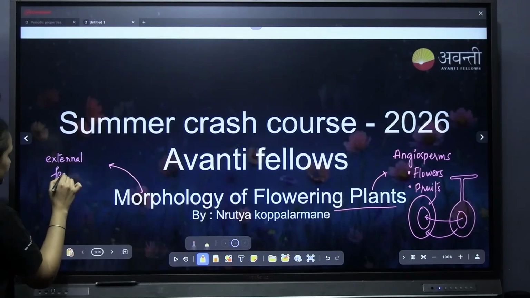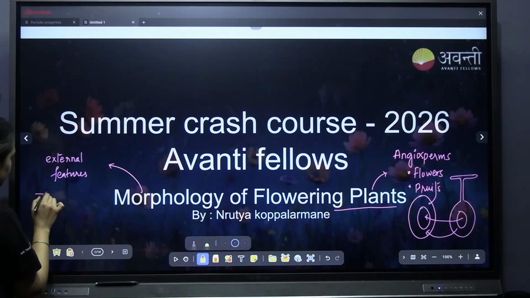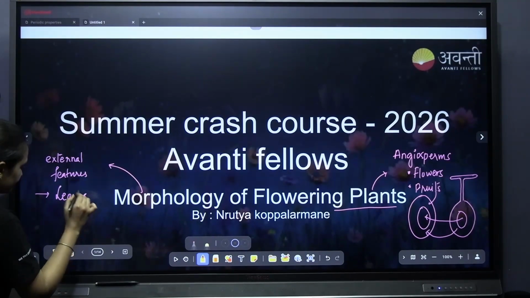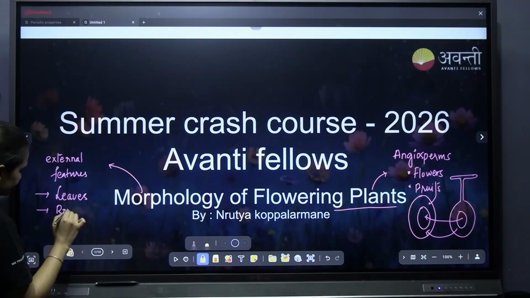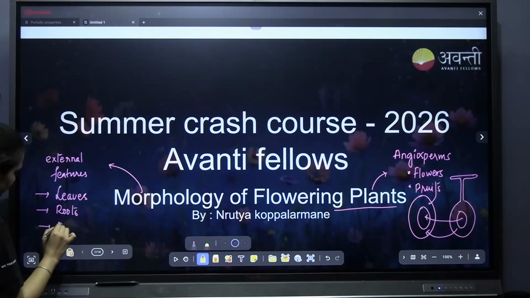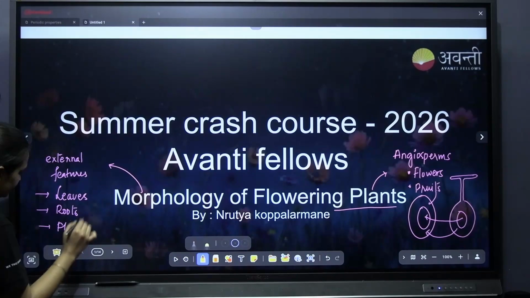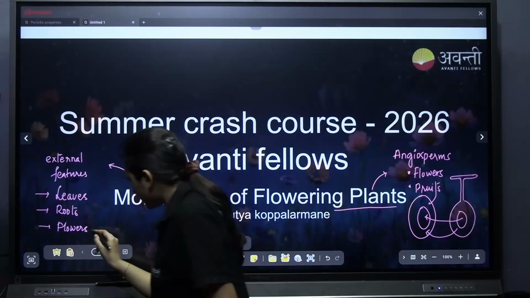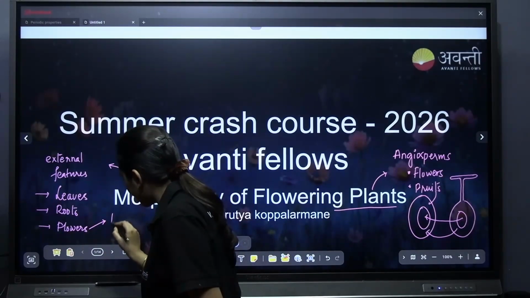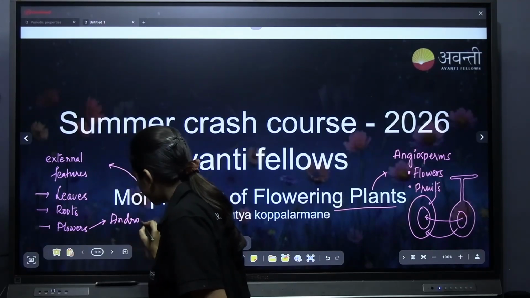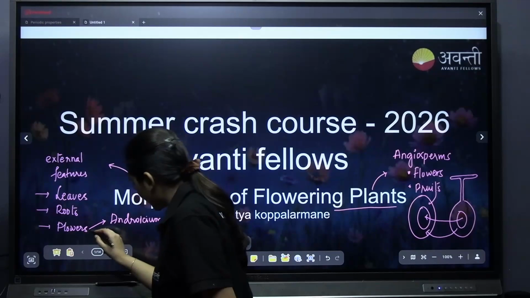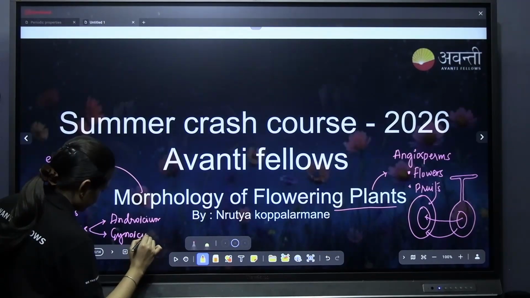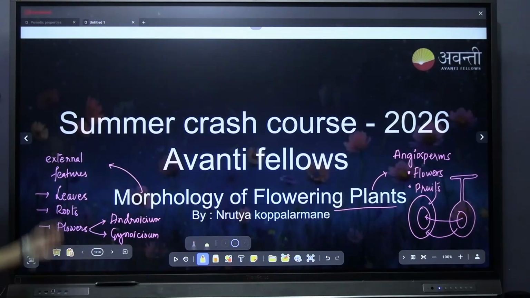External features. What are those external features? External features are leaves, roots, flowers. So all the vegetative parts we are going to see, that is leaf, roots, flowers. In flowers, if we see the sexual part, that is androecium, gynoecium, all comes under external features.